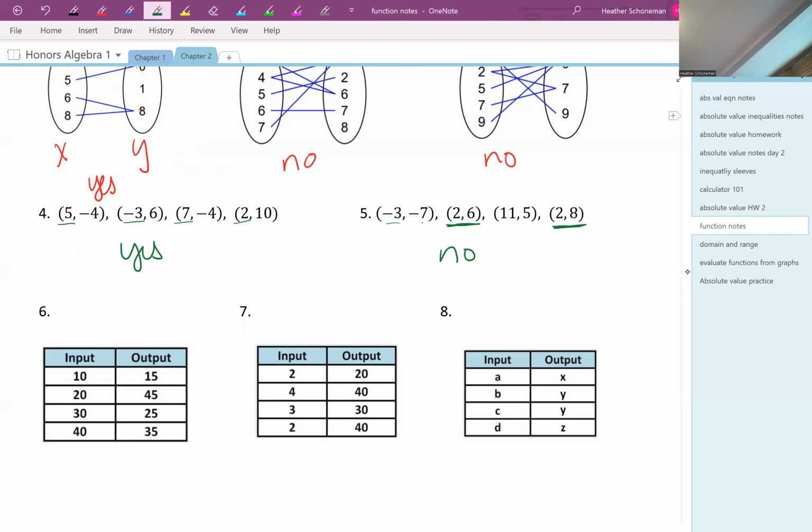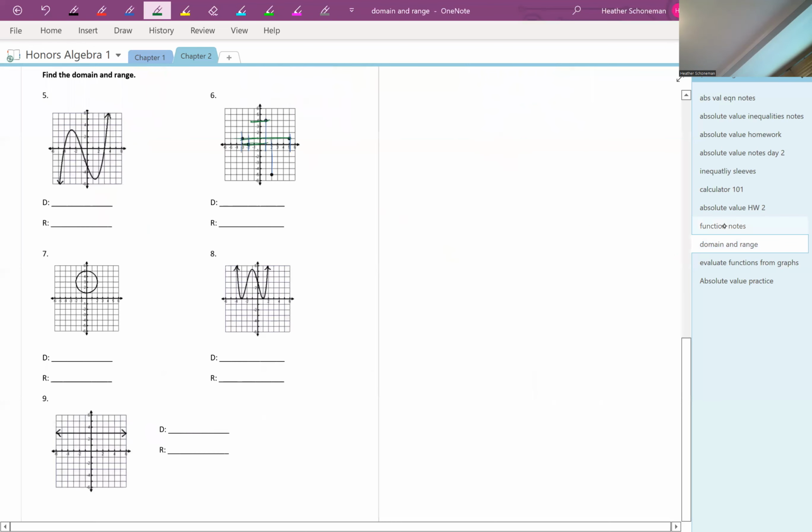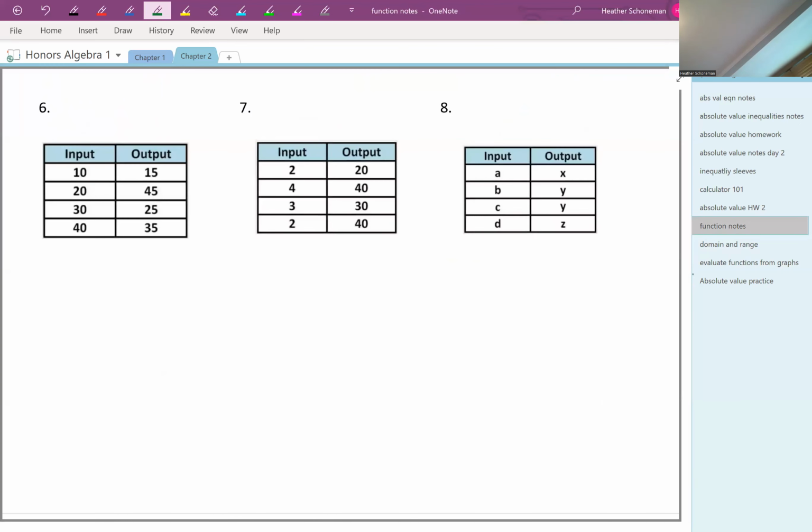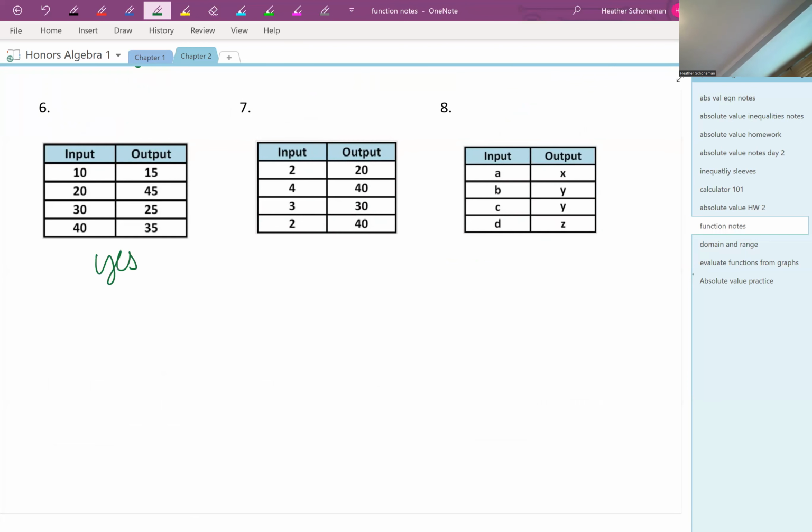Okay, so we looked at it as a map. We looked at ordered pairs. And the last way you can look at it is through a table. So if I look at this table, I'm putting in 10, 20, 30, 40. Nothing repeats. No matter what I put in, I just get one answer. This is a function. Here, I put in 2 here, but I put in 2 here as well, and I get two different answers. So I put in the same input and got two outputs. That makes it not a function. Over here, for each input, there's just one output, so this is a function.